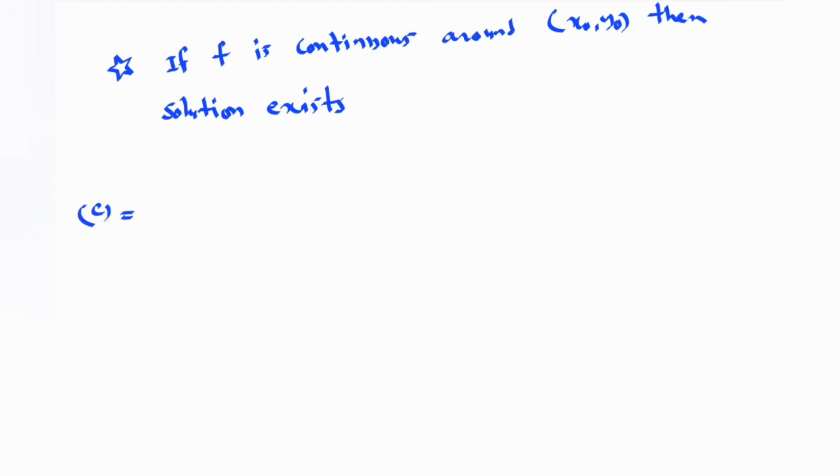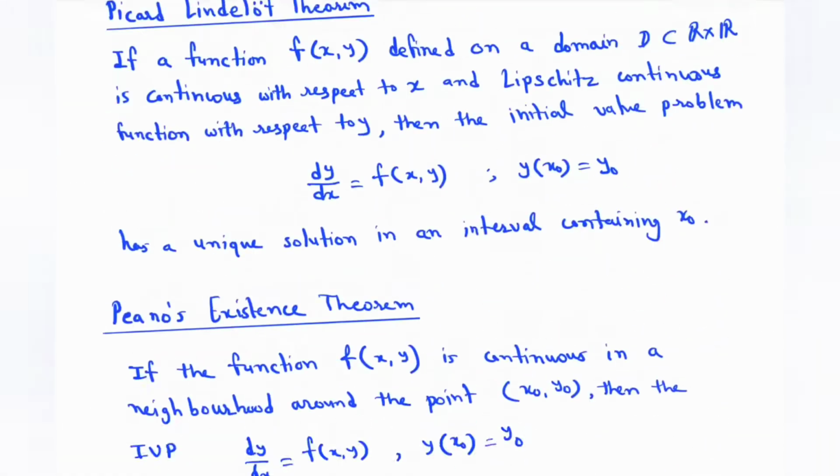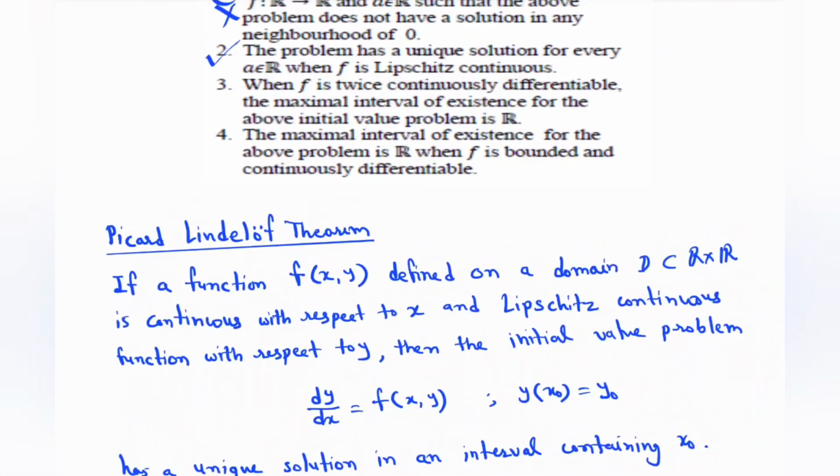For option C, we will provide a counterexample, because the option is saying that when f is a twice continuously differentiable function, the maximal interval is R. It is not necessary that the maximal interval is R. Sometimes there may be some breakdown point alpha or some other points where the solution tends to infinity. So it will not be the whole real line.